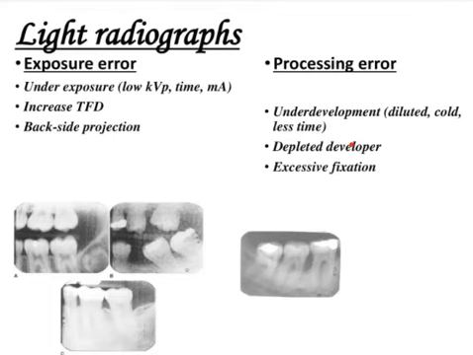In case of processing error, there is underdevelopment. That means less time in the developer. The developer solution is cold if it's in the dark room, or it is diluted too much. If you remember the processing chapter, there is powder, liquid concentrate, and ready to use liquids. Powder has to be mixed with distilled water. Liquid concentrate has to be mixed with distilled water. Ready to use can be directly used, so there is no question of dilution there.